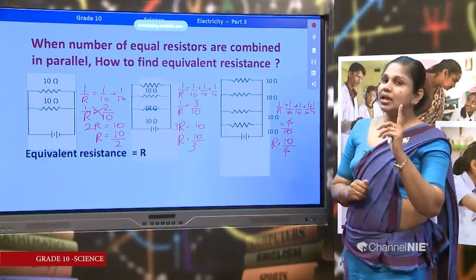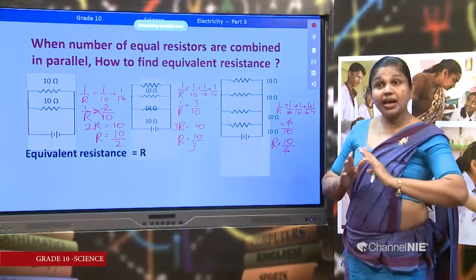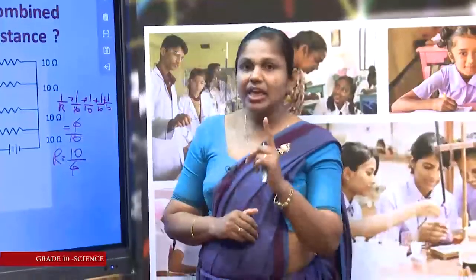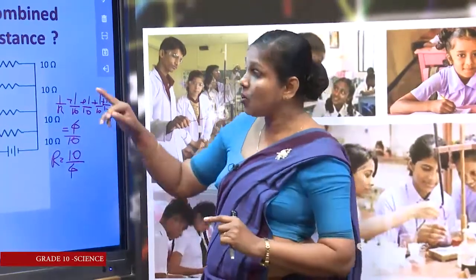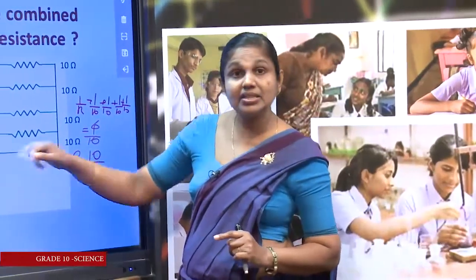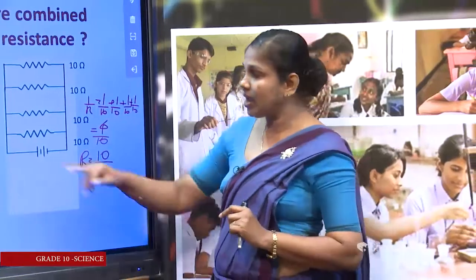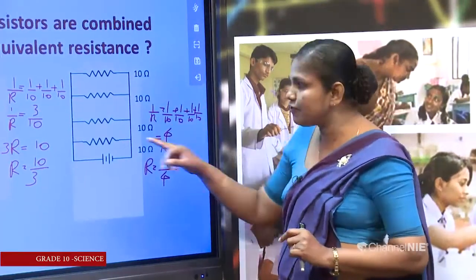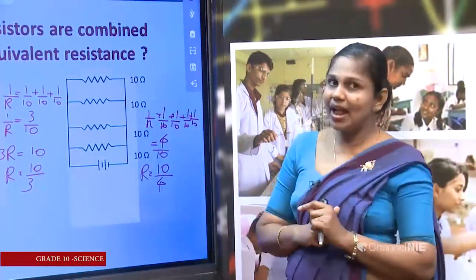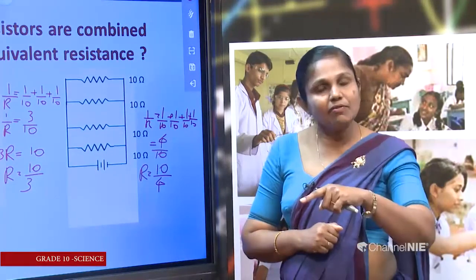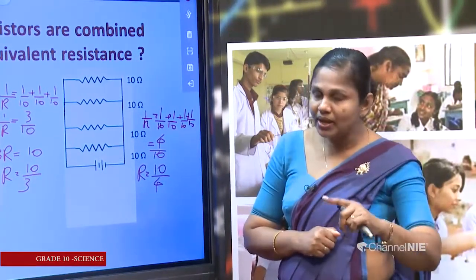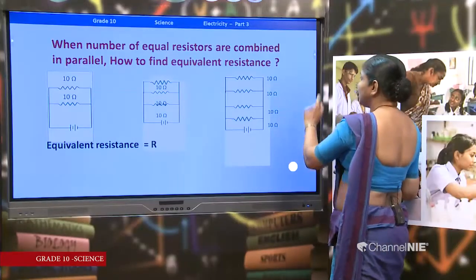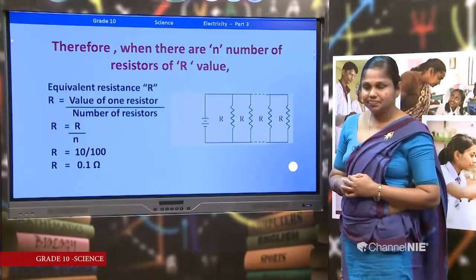That means when a large number of equal resistors are connected in parallel, the equivalent equals the value of one resistor over the number of resistors. 10 is the value of one resistor here. Here 3 is the number of resistors. Here 4 is the number of resistors. Right? This is the equation we derived.